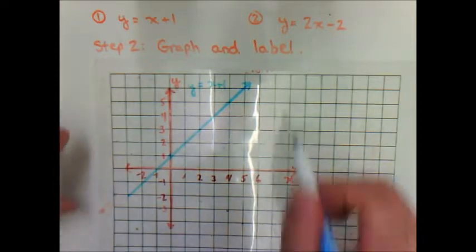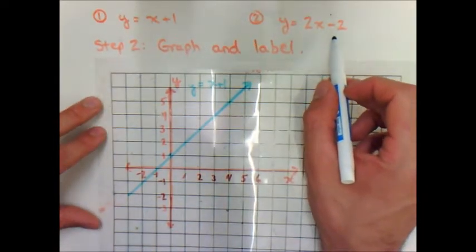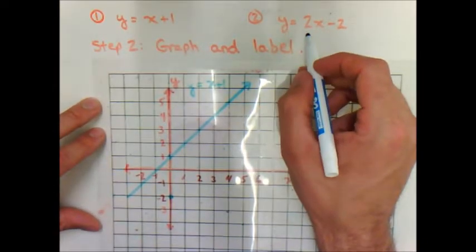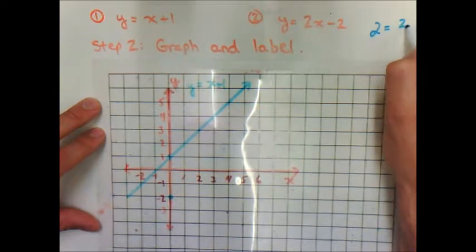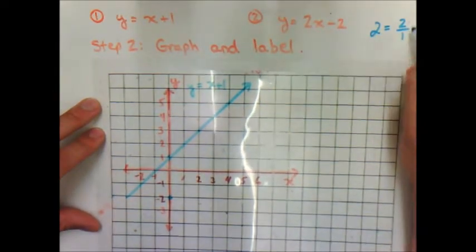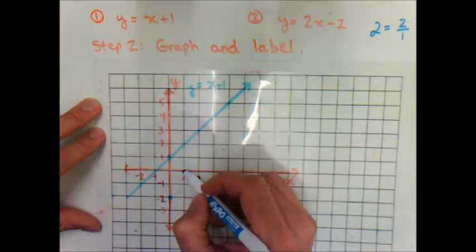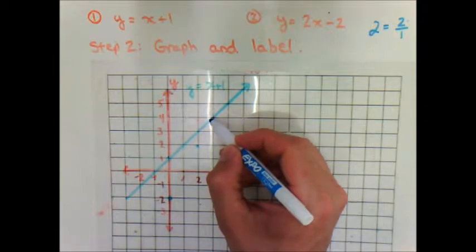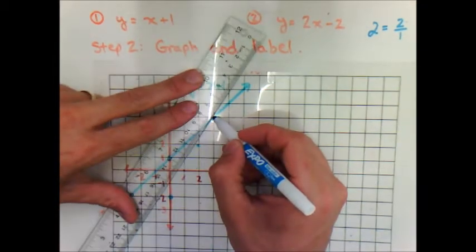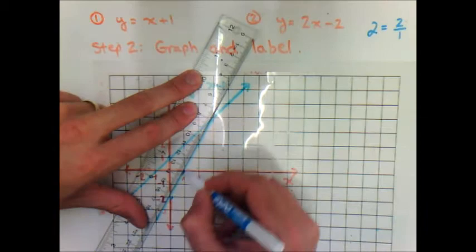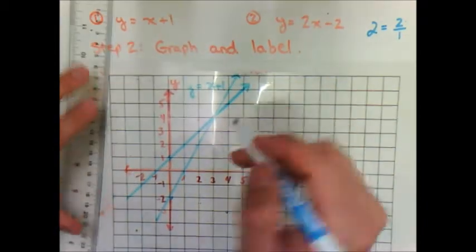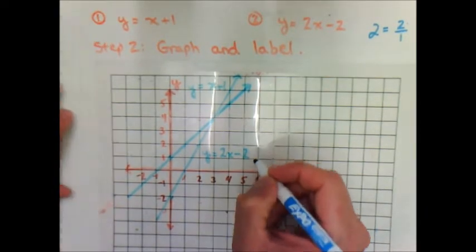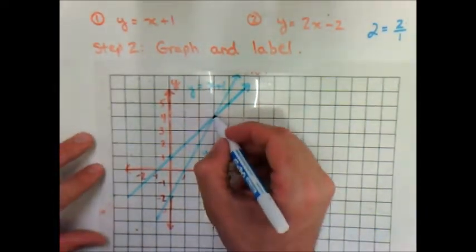And I can draw my second line here, which has a y-intercept of -2 and a slope of 2. So it's rise over run. 2 is the same as 2 over 1. So I'm going to rise 2 every time I run 1. So we're going up 2 over 1, up 2 over 1, up 2 over 1. Ooh, and there's my point of intersection. I have enough points to draw my line. I want to label that line, y equals 2x minus 2, and identify my point of intersection.